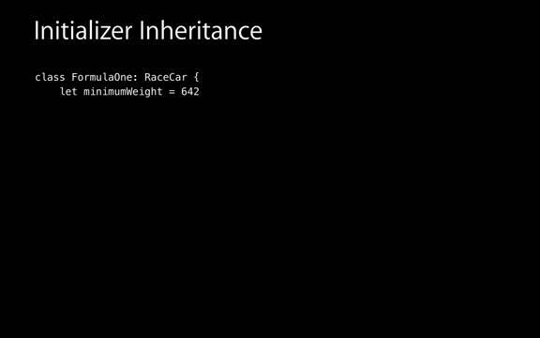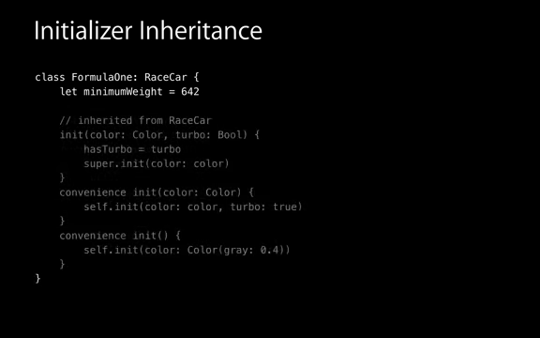And how are initializers inherited in Swift? Well, they're not inherited by default, because doing so isn't always safe. However, when your class provides no initializers at all, and you set default values for all of its stored properties, as we've done here with the Formula One race car, where we've set a single stored property to a minimum regulation weight, and since we know that weight, we can set it directly, we actually inherit automatically all of the initializers of the superclass. That includes designated initializers and the convenience initializers that we've declared.